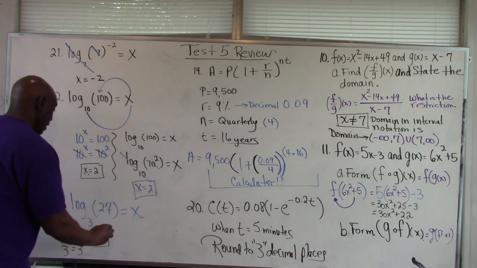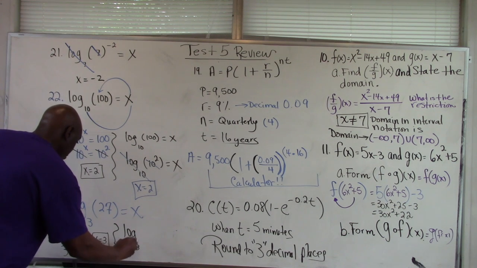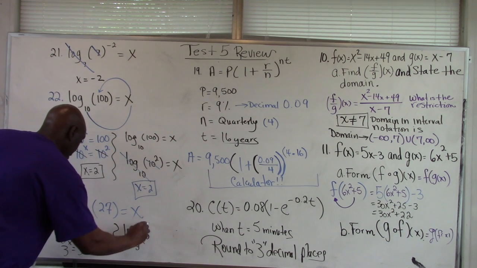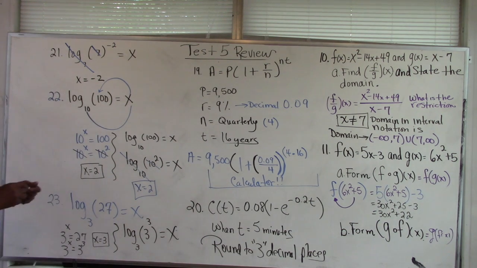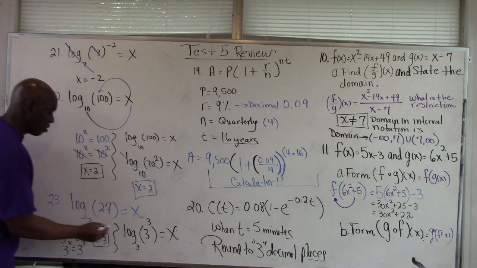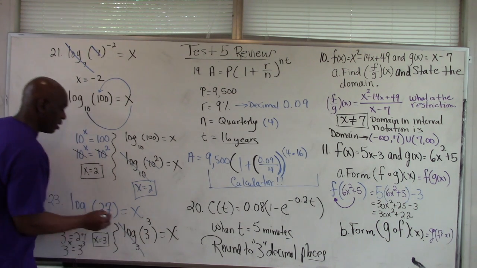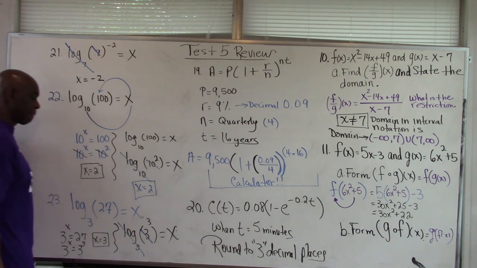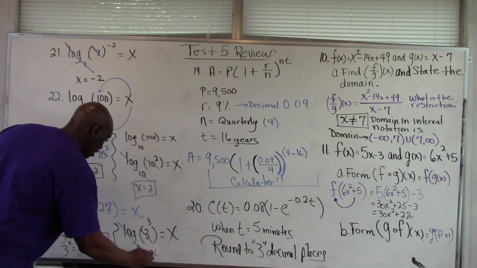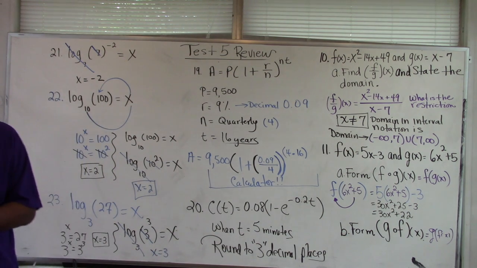Or you could have written it like this. You could have said log base 3 of 3 to the power of 3 equals x. Because 3 to the power of 3 is 27. So log base 3 cancels out the base of our exponent, which is 3. And so x has to equal 3. You can go about it that way.